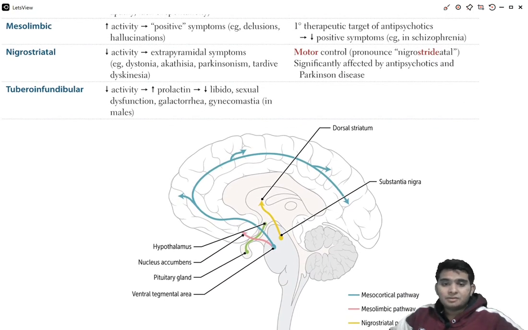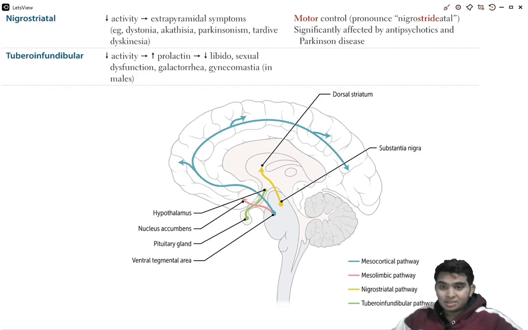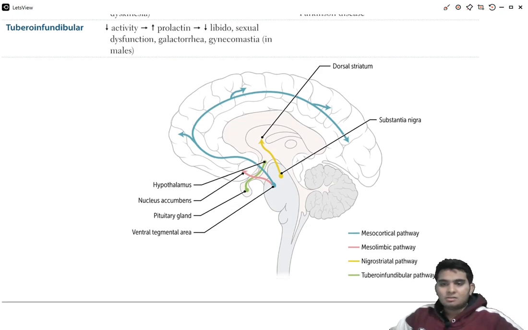Hello friends, in this video we shall be talking about dopaminergic pathways. The first pathway is the mesocortical pathway, which is also associated with decision making. It is from the ventral tegmental area to the prefrontal cortex.